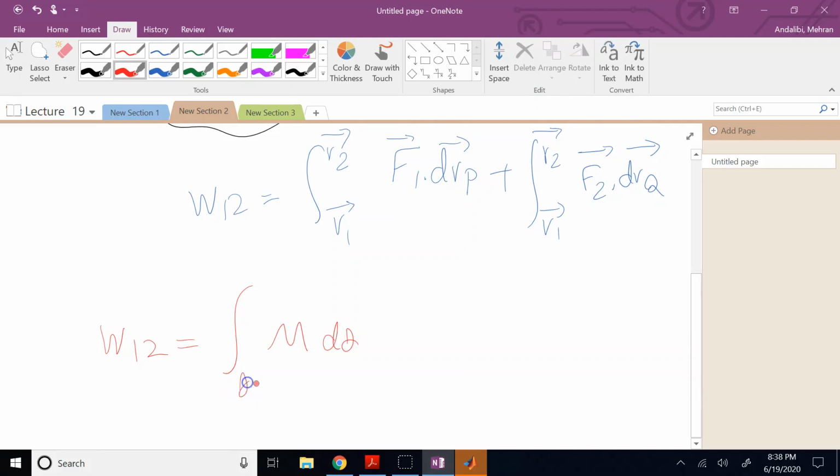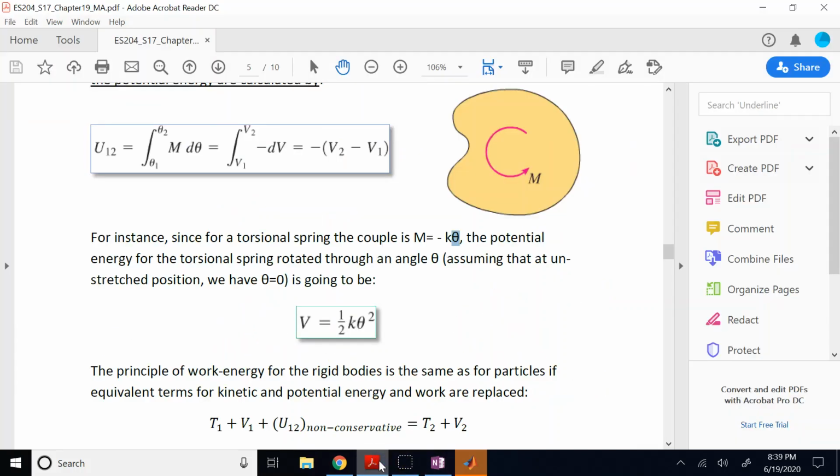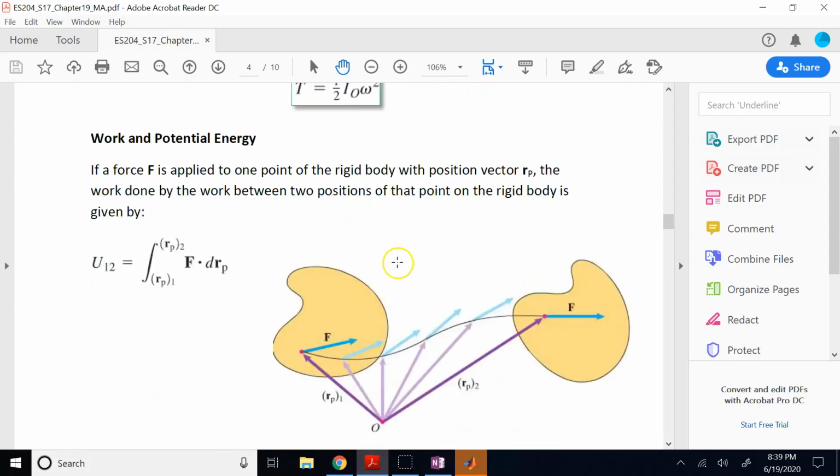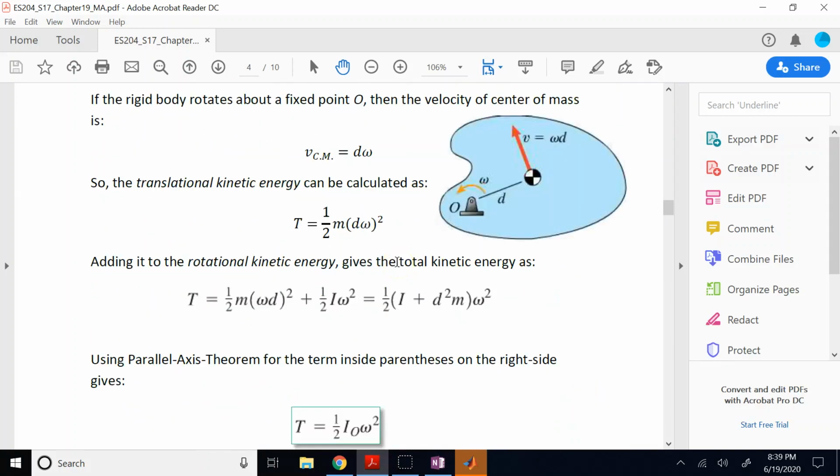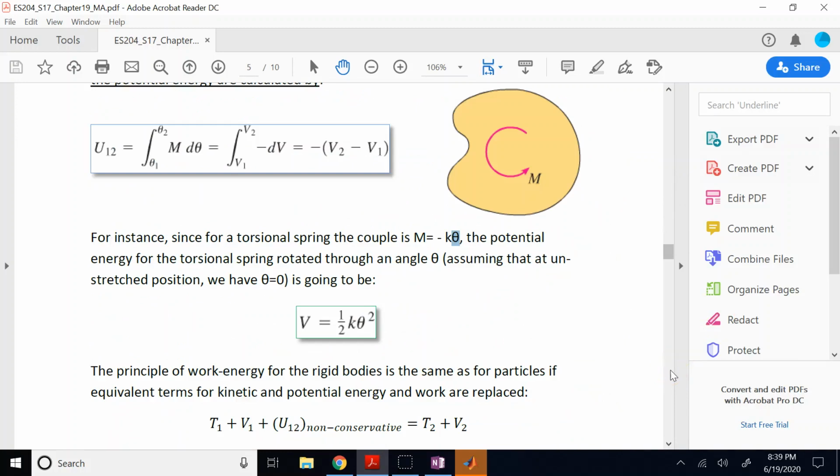Okay, from theta 1 to theta 2. So this is the work done by a moment or couple on the rigid body. Okay, so if anybody asks you how you would calculate the work done by a moment when the object has been rotated through an angle from theta 1 to theta 2, this is how you do it. And again, I have mentioned that in the lecture as well, so you should be able to see it. Let me show you where.